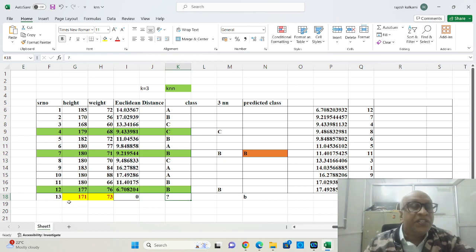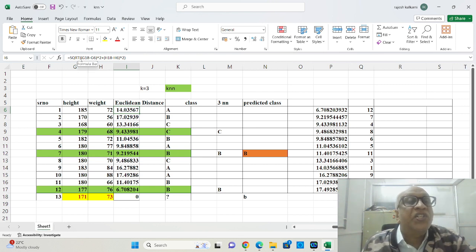How do I do it? The simple way is, first I'll be using the distance measure called Euclidean distance. I'll be finding the Euclidean distance of this row with all the rows. For example, this is the Euclidean distance with the first row. You can see the formula, square root of (171 minus 185) whole square plus (73 minus 72) whole square. Like that, you are going to find the Euclidean distance of each row with this 13th row.